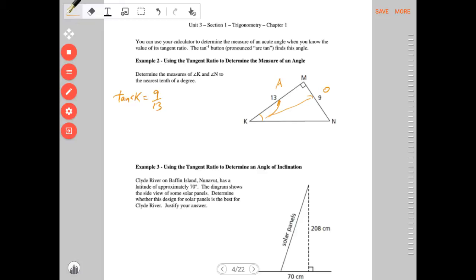That's great. Now we have to do algebra. If I want just angle K, it means I have to get rid of the tangent. In algebra, we always use the inverse functions. So the opposite of tangent is arctangent, or tan negative 1. Tan negative 1 is going to cancel off the tangent. Whatever I do to one side, I have to do to the other. So tan negative 1 of that side.